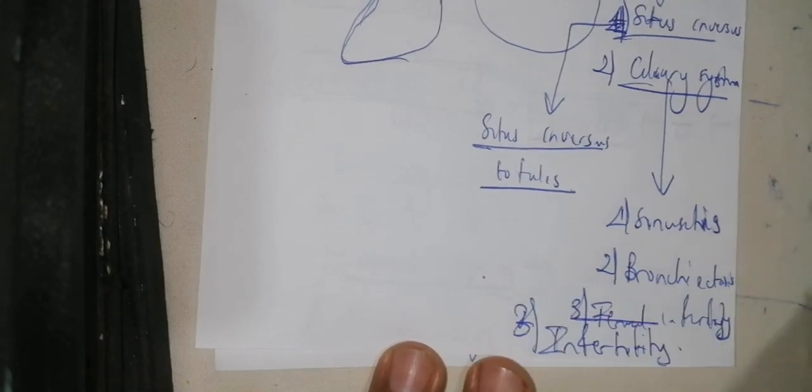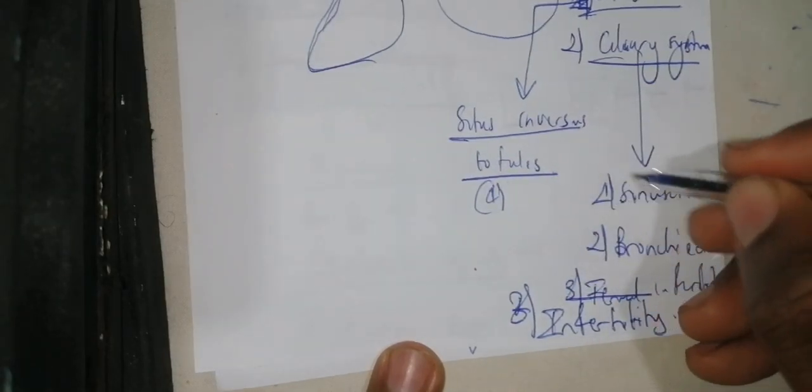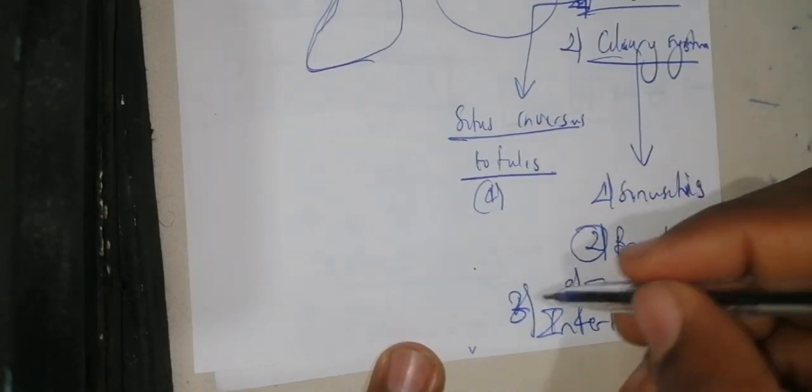So those are the four major elements in Kartagener syndrome. You have situs inversus, that is one. The second element is sinusitis. The third element is bronchiectasis. The fourth element is infertility.